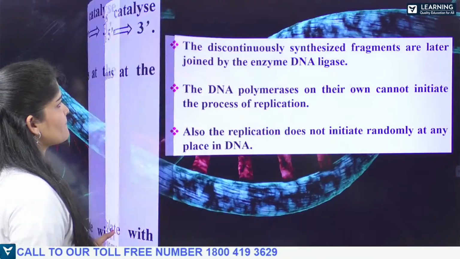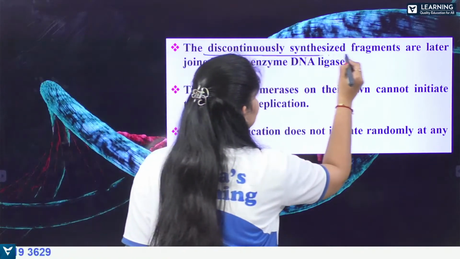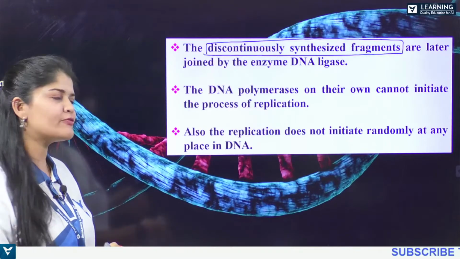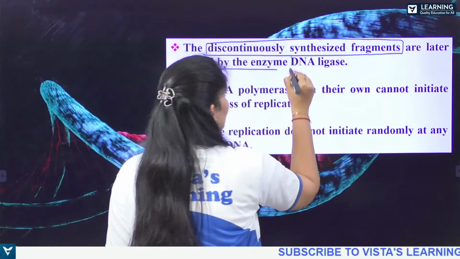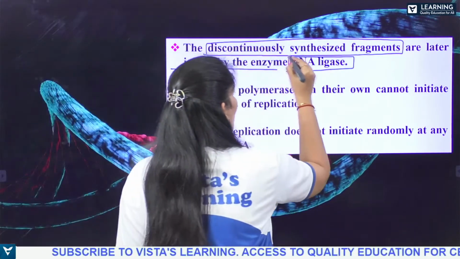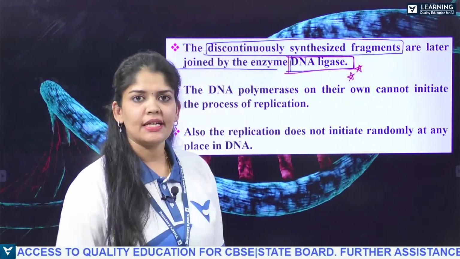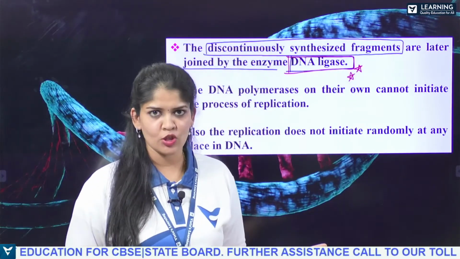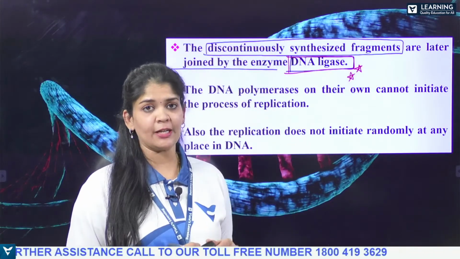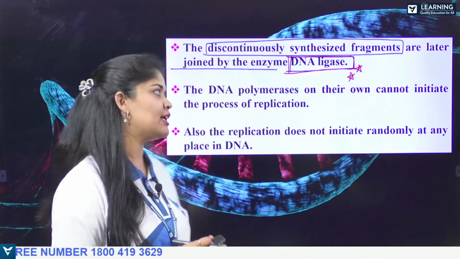Now, the discontinuously synthesized fragments, what we call Okazaki fragments, are later joined by an enzyme, and that is DNA ligase. These are all important enzymes. DNA-dependent DNA polymerases for polymerization of the new strand. DNA helicases for uncoiling, unwinding. DNA ligase for joining up of the Okazaki fragments.